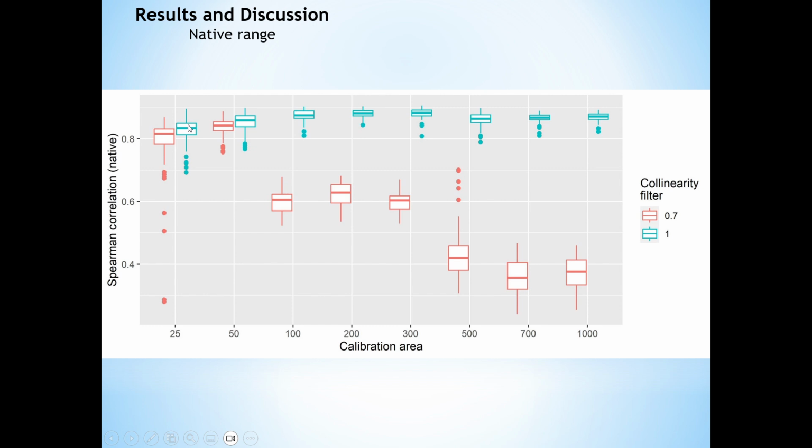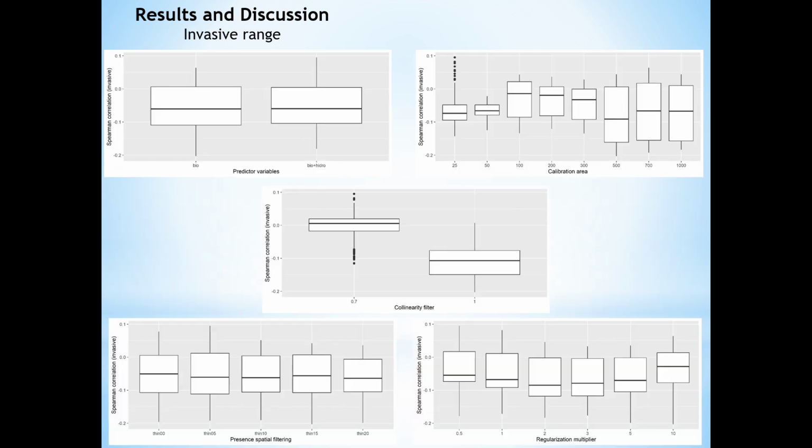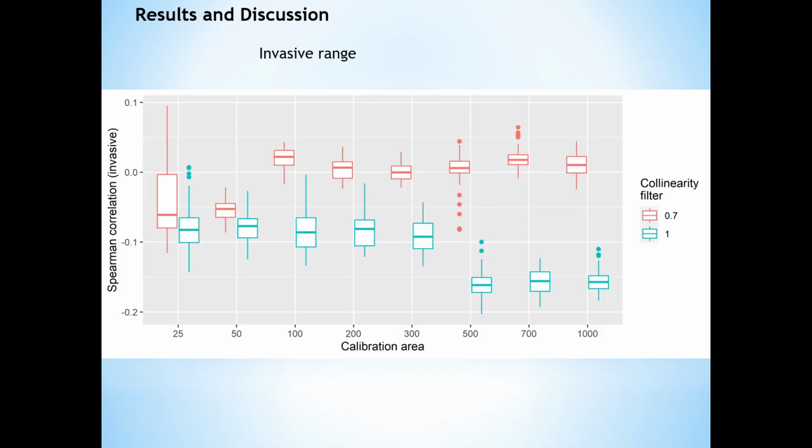Here are the results obtained from the potential invasive range. In general, transferability was poor for this species, given the low correlation obtained. The greatest effects were also associated with predictor collinearity, interacting with the calibration area extent. Here we can appreciate the effect of this interaction. When correlated variables are excluded, overall performance is higher compared to the use of all predictor variables.